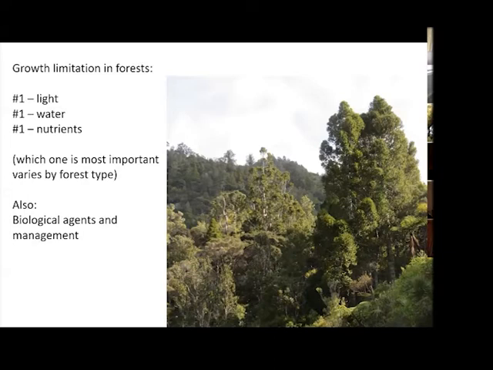I would say that in the first at least 3 weeks of this class, if not really through the fourth week of the class, this class is about these three limitations. They're not the only factors that can put a cap on forest productivity, but they are the most common. And like I say, in different forests, one or the other is going to be most important. I also, just to be complete, need to point out that biological agents and management also influence productivity as well. Anyway, that's a photograph from the broadleaf forests of Northland in New Zealand.